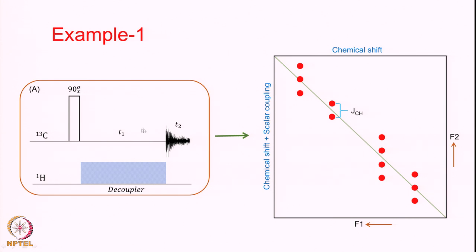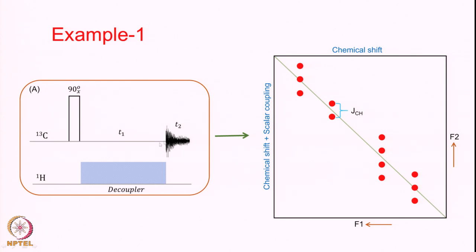So the different kinds of carbons which are present will evolve under the carbon chemical shift. So what is the information present here? Only the carbon chemical shift information is present here. At the end of the T1 period, we start the detection period, and there we turn off the proton decoupler. Therefore, what is the information present in the T2 period? We have both the carbon chemical shifts and the carbon-proton couplings, right.